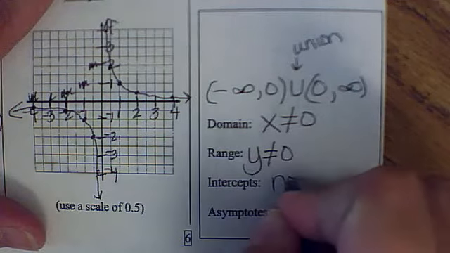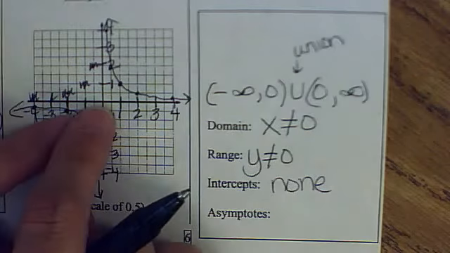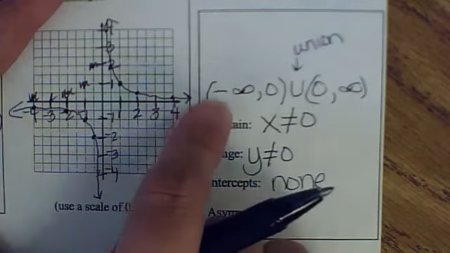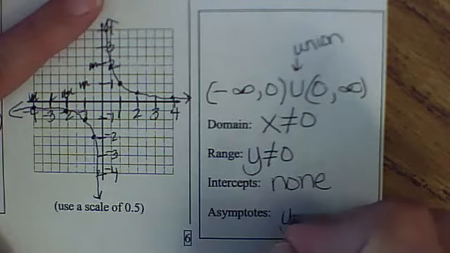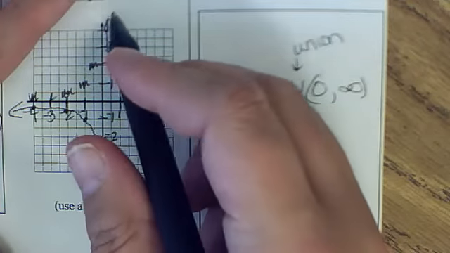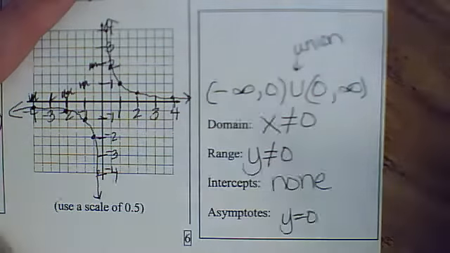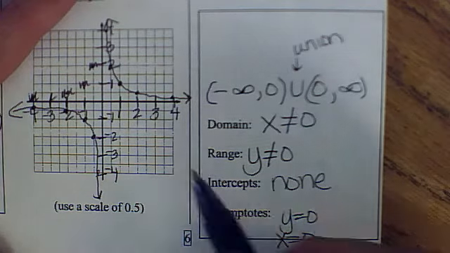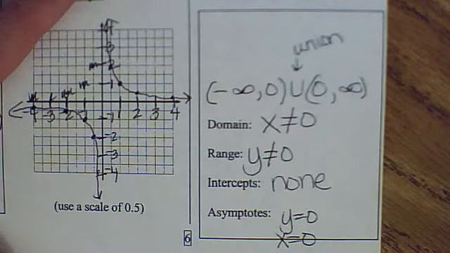There are no intercepts, and there are asymptotes. If we look at this graph, as it moves to the left, it's getting closer and closer to the x-axis. As it moves to the right, it's getting closer and closer to the x-axis. The equation of the x-axis is y equals 0. If we move going up, the graph is getting closer and closer to the y-axis, and if we move down, it's getting closer and closer to the y-axis. The y-axis is x equals 0. So there we have asymptotes. That line is getting really close to the y-axis and the x-axis, but it's never touching them.